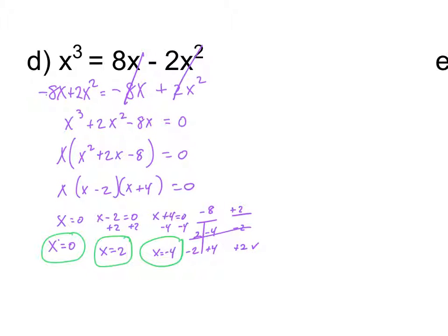Doing your zero product property, you're going to have x equals 0, x equals 2, and x equals -4. And those are going to be your real solutions to that cubic function.